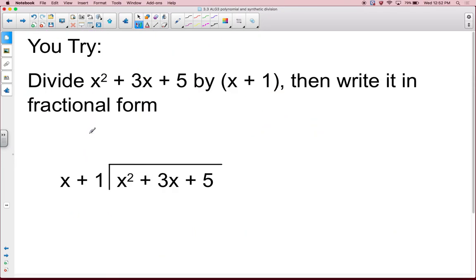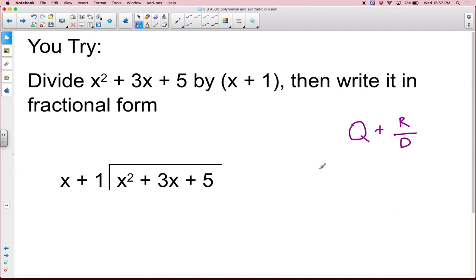Alright, so you guys give this one a try. Set it up the same way. You're going to divide it and then write it in fractional form, which is as your quotient plus your remainder over the divisor.